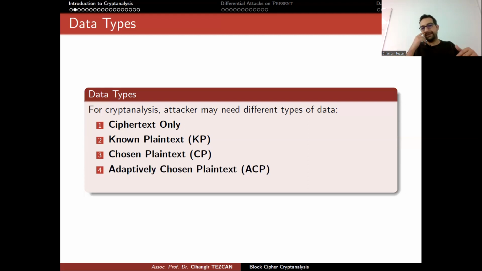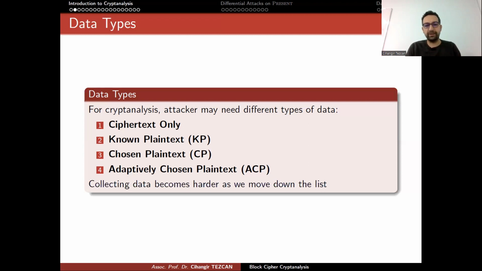Okay. So as you can see, the scenario becomes unrealistic when you move from top to the bottom, because the top is the easiest, the more realistic scenario, but the attack will be harder there. But in the bottom, it is more unrealistic, but the attacker has more ability there. So the attacks will most probably be better there because the attacker has more ability. So collecting data becomes harder as we move down the list. Okay.